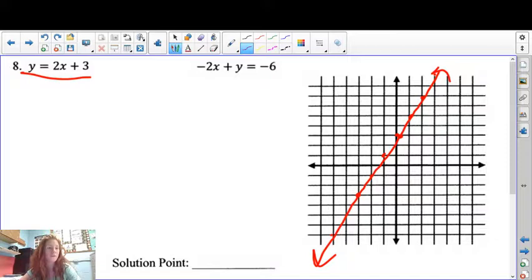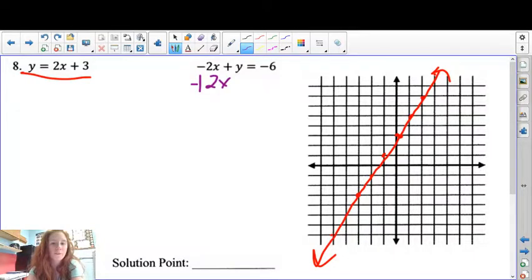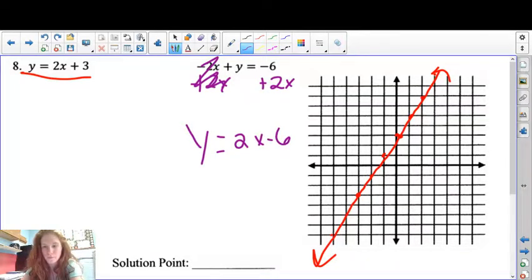Second one, though, is not ready to go ahead and start graphing. I need to do that. So I'm going to add over my 2x. So they're gone. Y is equal to 2x minus 6. So start down at 6. Go up 2 to the right 1.